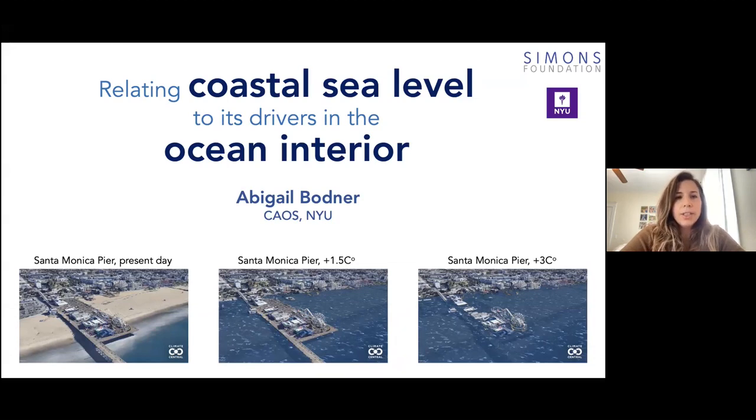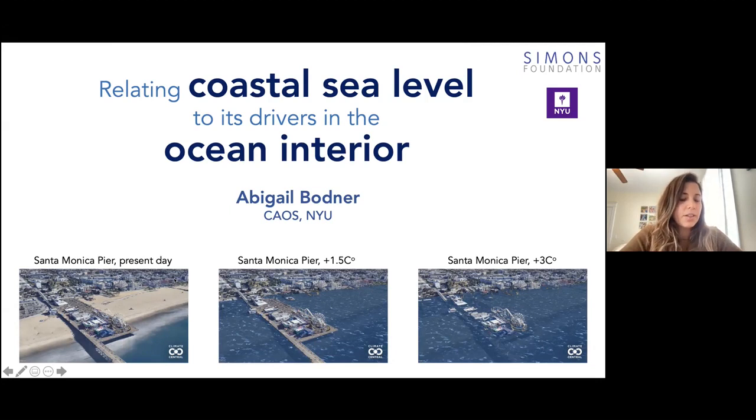So I'm really interested in understanding how coastal sea level is related to its drivers in the ocean interior. And just following up on the previous talk, I'm not looking to, at least at this point, make predictions for sea level rise, but rather I'm more interested in understanding the physical mechanisms that result in coastal sea level. So just for some motivation, this is the Santa Monica Pier.